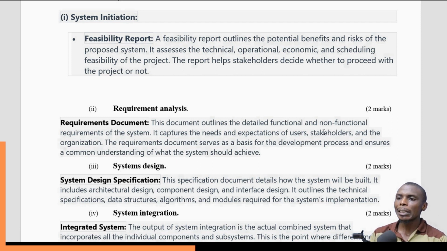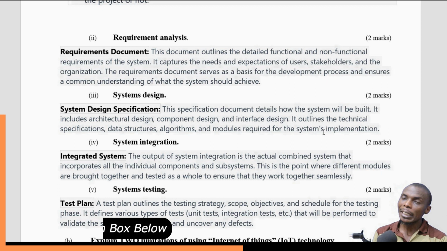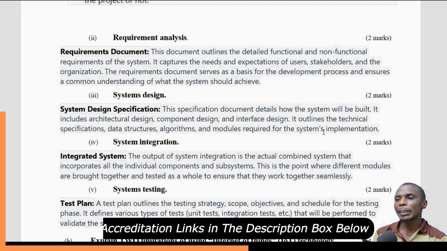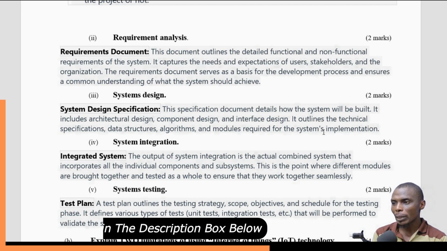And then we have system design. So system design will contain system design specifications. So these specifications document details on how the system will be built. So it includes things like architectural design, the component design, and even the interface design. So it just outlines the technical specification. For example, the data structure, how the data will actually be stored in the system, what algorithms or procedures will be used in the system, and what modules. So modules are the broken bits or the parts of the system before they are combined together.